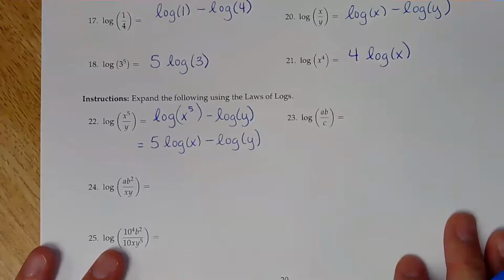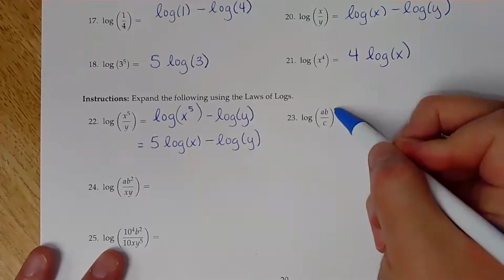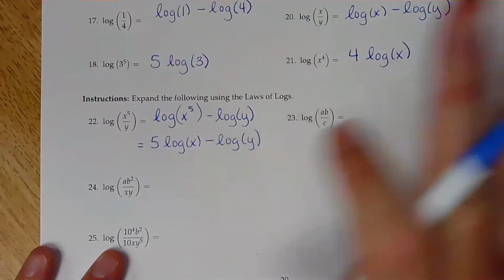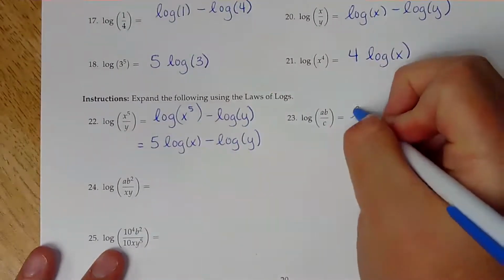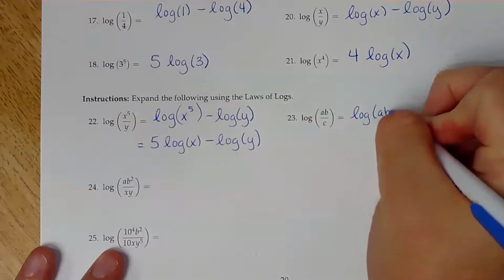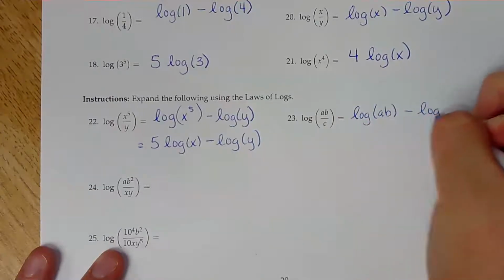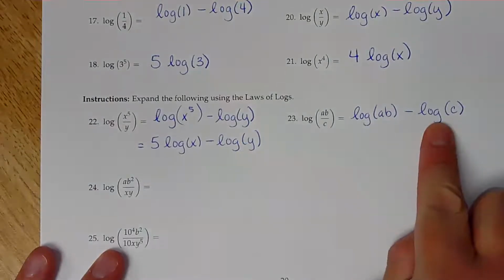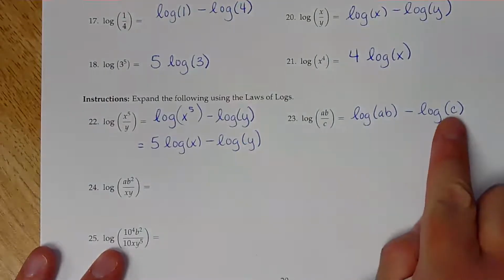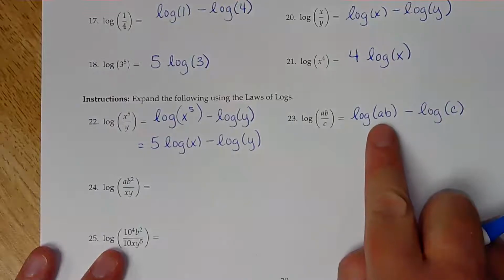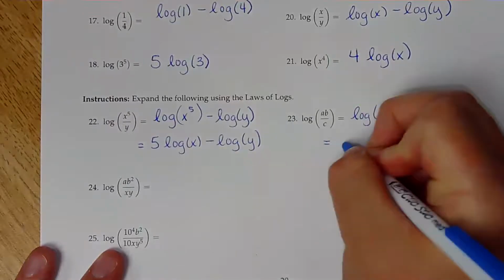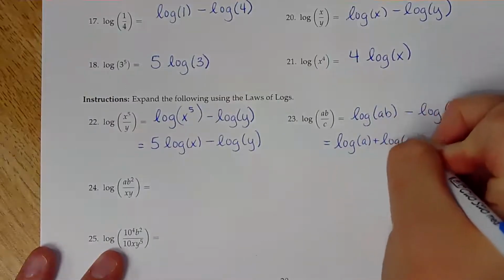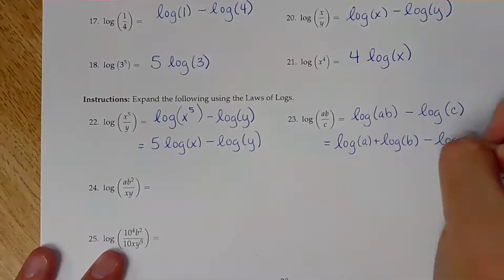Let's look at 23. So I have the log of AB over C. So that division, again, is kind of the big thing that's going on there. So I'll take care of that first by doing the log of AB minus the log of C. And then this is as simple as it can get. There's no exponent or anything else going on here, but this one has some multiplication. So I can split that up using addition. That would be the log of A plus the log of B minus the log of C.